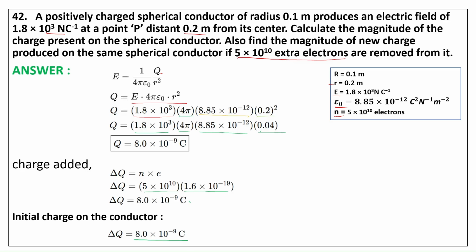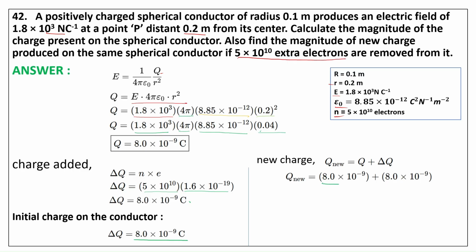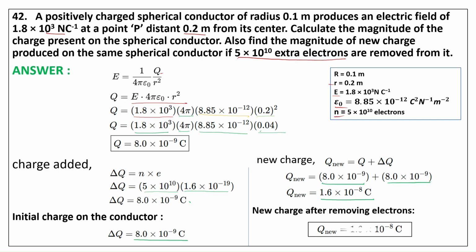Now, for new charge, Q new is equal to Q plus delta Q. That is, Q new is equal to 8 × 10^-9 plus 8 × 10^-9. Therefore, Q new is equal to 1.6 × 10^-8. Therefore, new charge after removing electrons is Q new is equal to 1.6 × 10^-8.